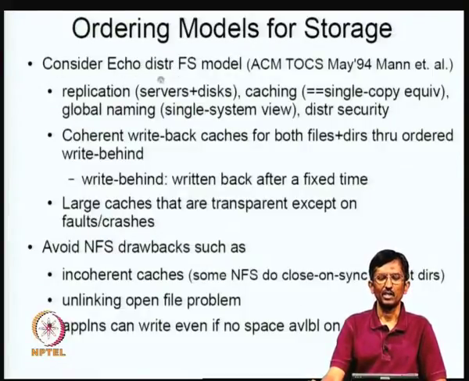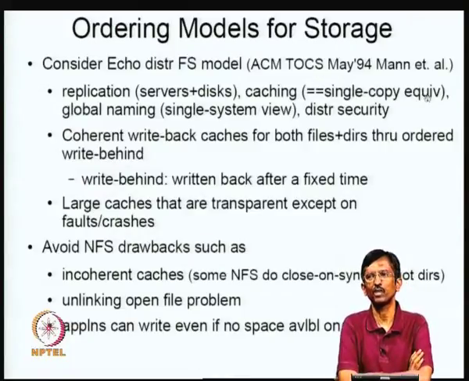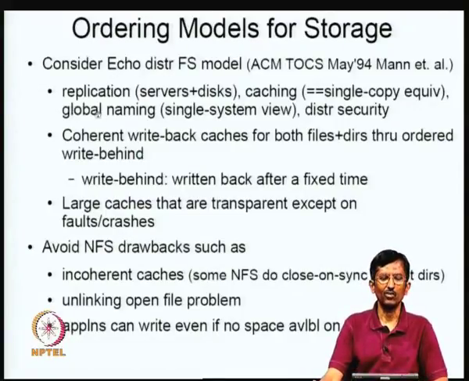So, what is the Coda distributed file system? It has got replication. There are many servers, and even disks are replicated, servers are replicated. It has got caching as an important part of its design, but it wants to guarantee single copy equivalence. Now, this is different from NFS, because NFS has a slightly looser notion, therefore, it can't really guarantee the single copy equivalence. Other thing, it has got global naming.